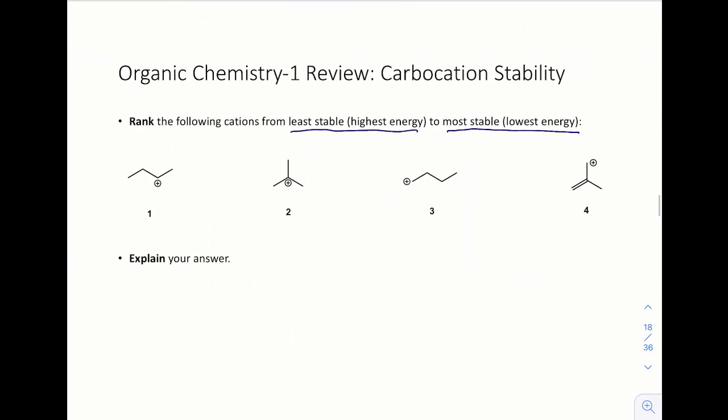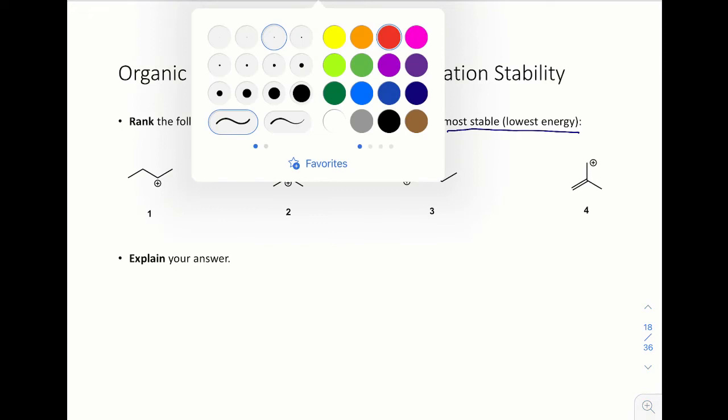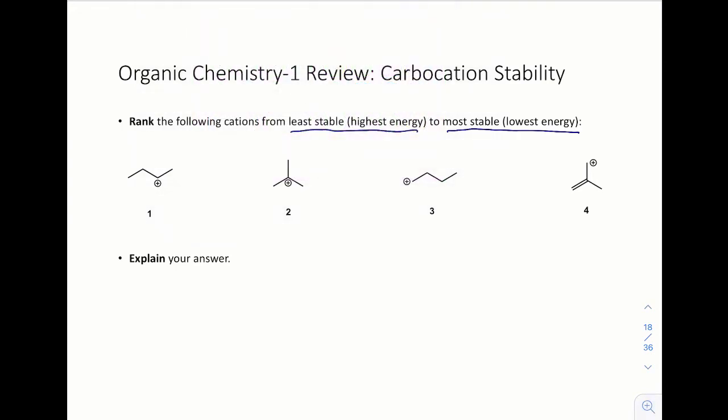let's review your rankings. And if you didn't answer this problem when I asked you to, go ahead and try to answer it now, keeping in mind what we just discussed. You could also revise your answer, keeping in mind what we just discussed. Right, go ahead and pause.